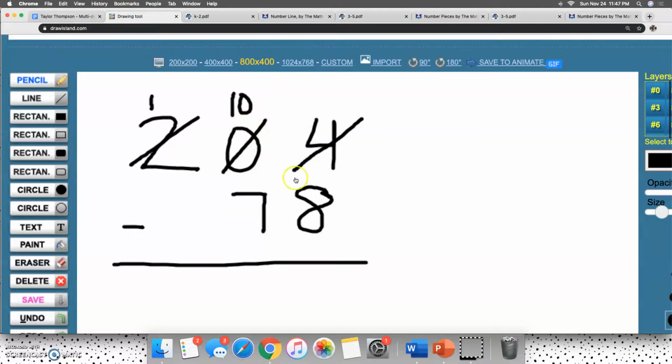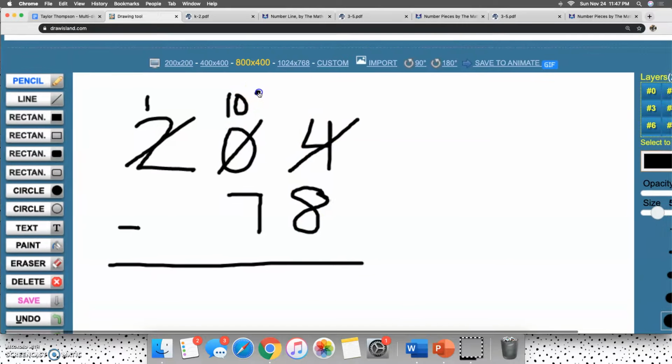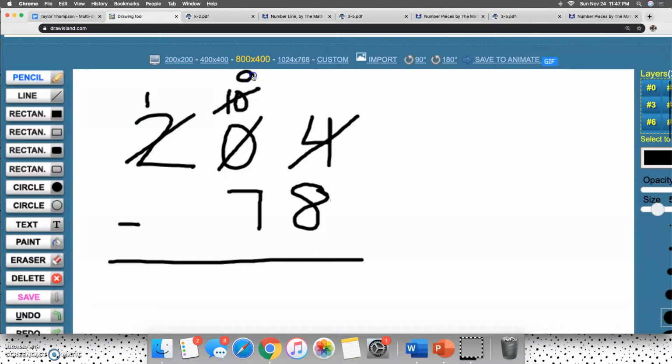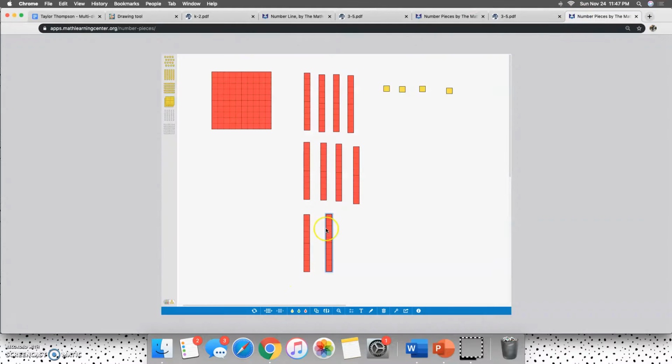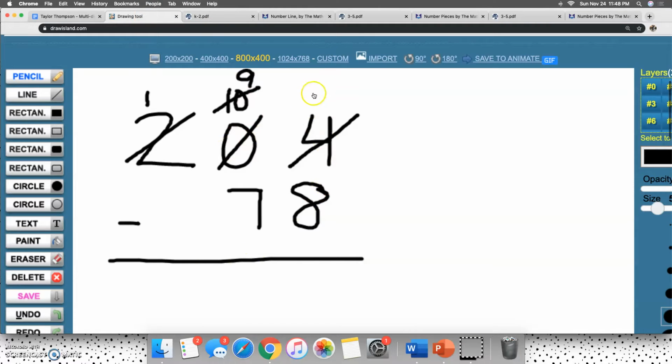But since we're still trying to get enough 1s to take 8 away from, we're going to have to regroup the 10s again. So we'll go to our place value blocks, and we'll put this into 10 little cubes. We broke 1 ten rod into 10 little cubes, so we have a total of 14 little cubes. Now we can take away 8. So if we go back to our standard algorithm, we're going to write 14 because we have 14 little cubes now, or 14 in the ones place.